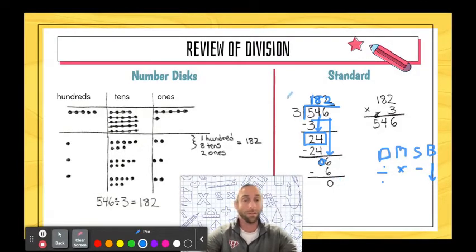My quotient, or my answer for a division problem, quotient means answer to a division problem, is 182. Same answer on both sides here. I can always check my division work with multiplication. So I'll take my quotient and I'll take my divisor, my two numbers outside the house, and multiply them together, and that should get me the number inside the house. All right, let's take a look at one on our own.